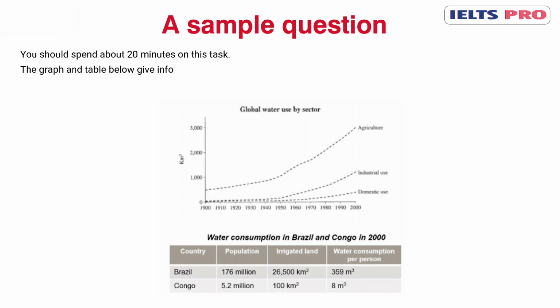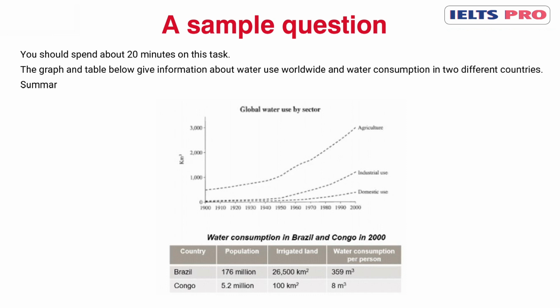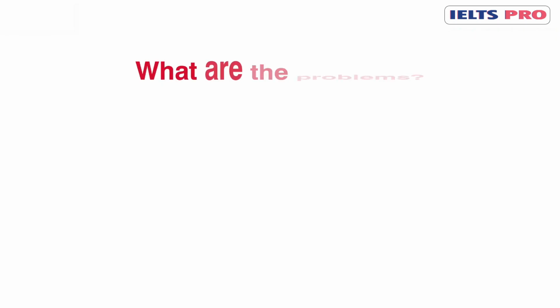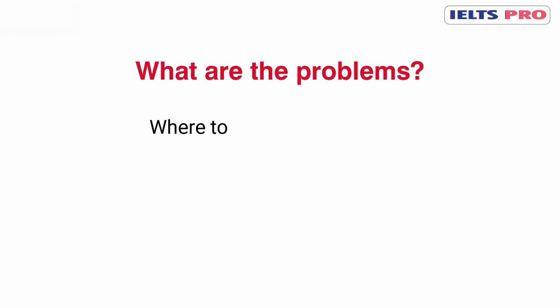The graph and table below give information about water use worldwide and water consumption in 2 different countries. Summarize the information by selecting and reporting the main features and make comparisons where relevant. Write at least 150 words. What are the problems? Where to start? How to organize the answer?